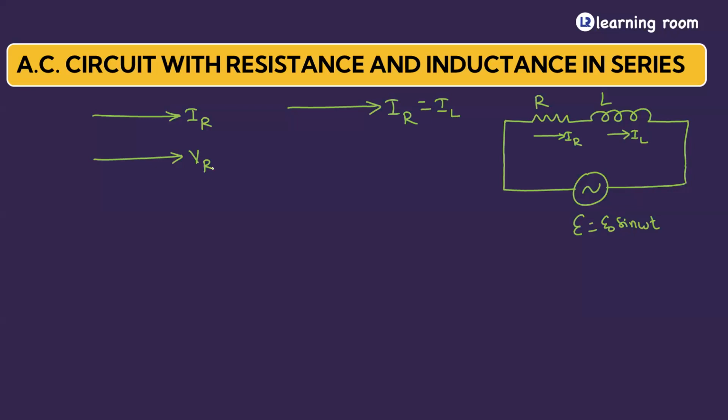So basically, this EMF is getting divided into two parts. What is it? The EMF across the resistor and the EMF across the inductor. Listen to this carefully so that you will understand it.